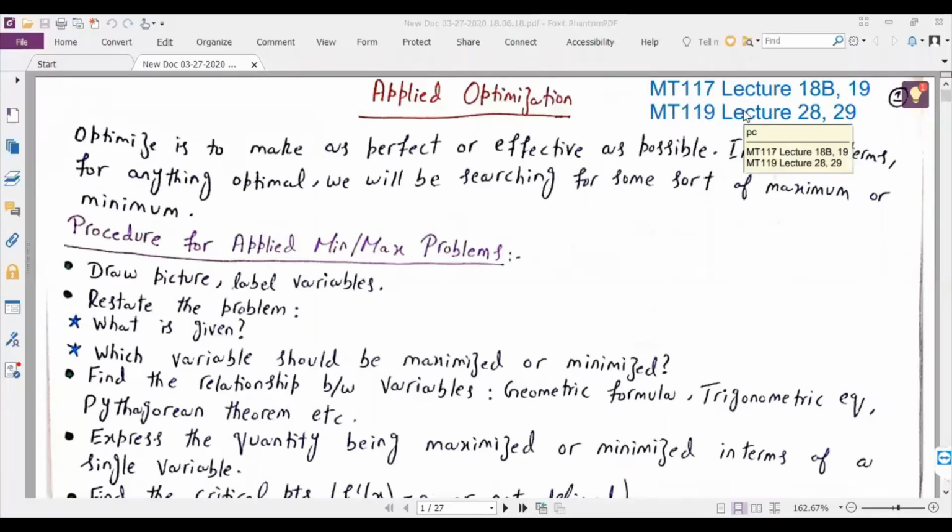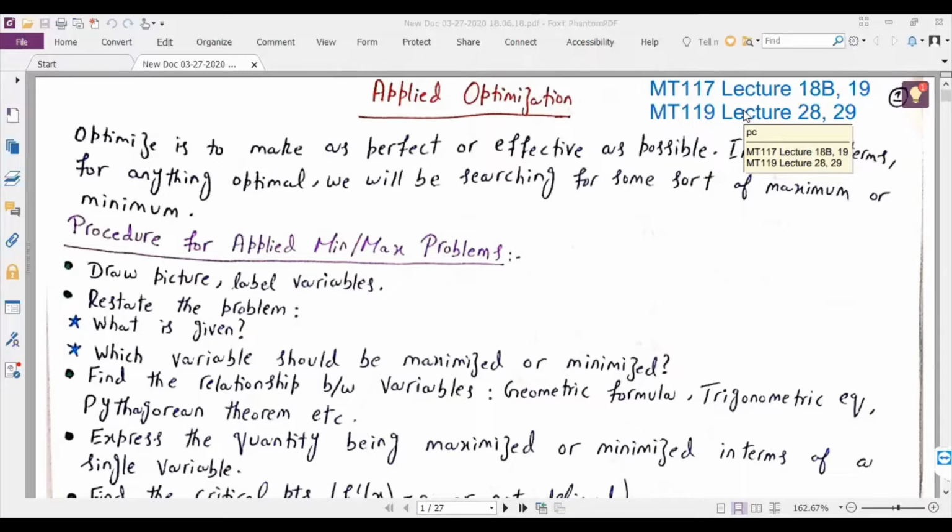Now comes another important application of derivatives, which is optimization. Optimization problems are extremely important in science and engineering. It's one of the important applications of derivatives. Optimization is basically the act of achieving the best possible result under some circumstances.